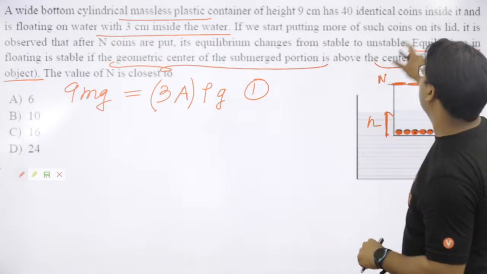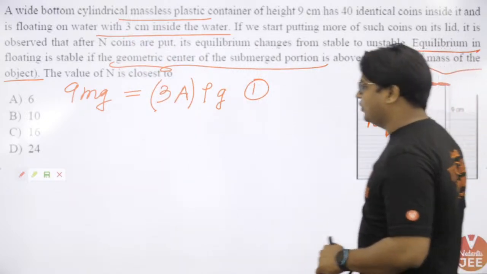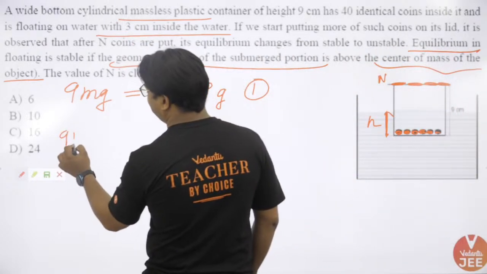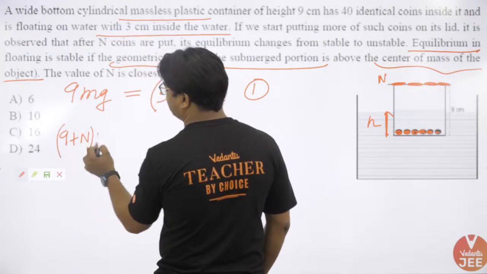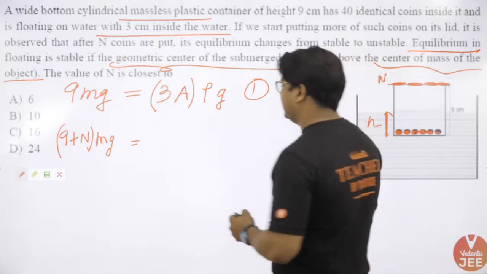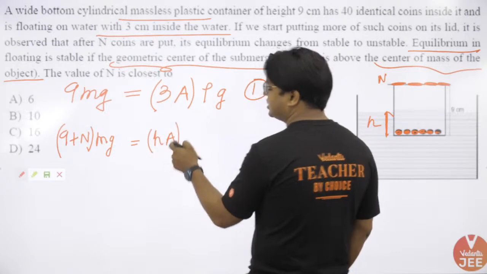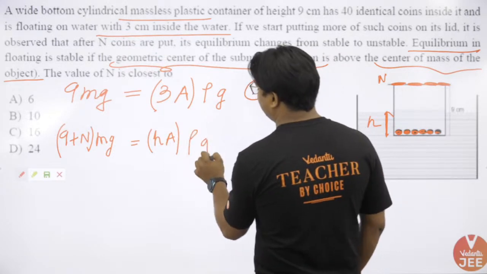So this will no longer remain as 3 centimeter, it will change. Okay, so now what I'm going to write, 9 plus n mg. So this is the total weight that buoyant force is supporting now. Alright, now the buoyant force will be written as h into A, so this is the volume submerged now, into rho into g.